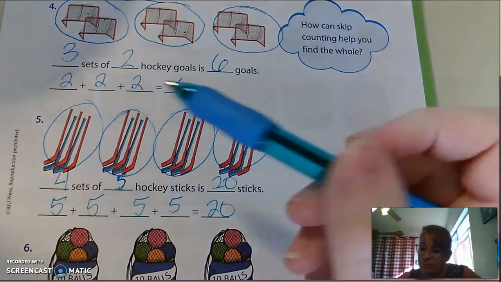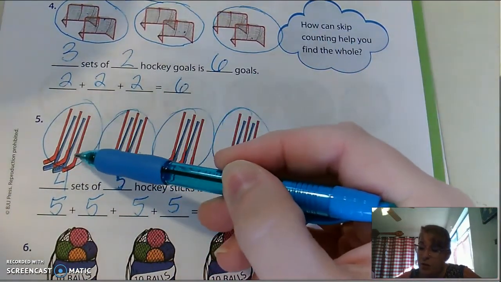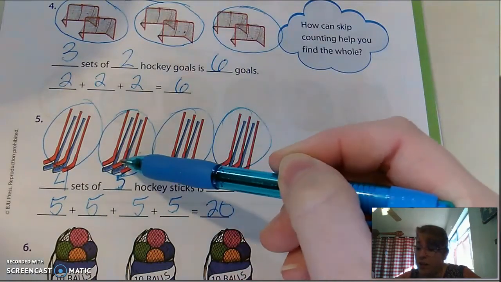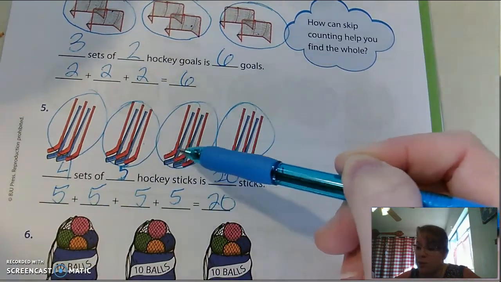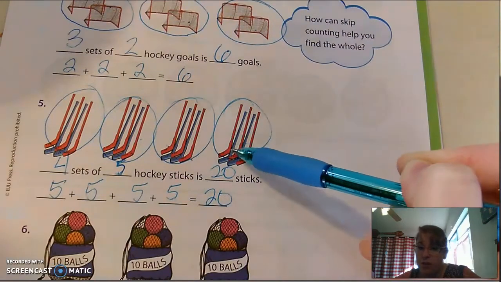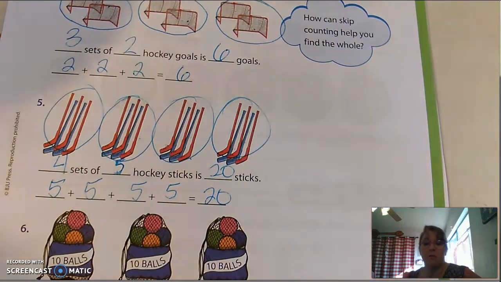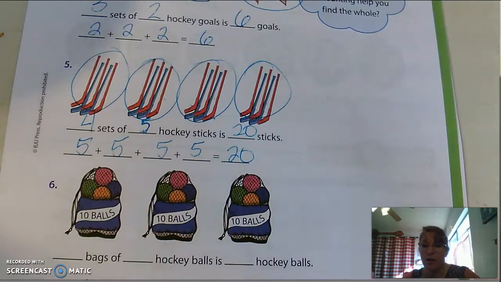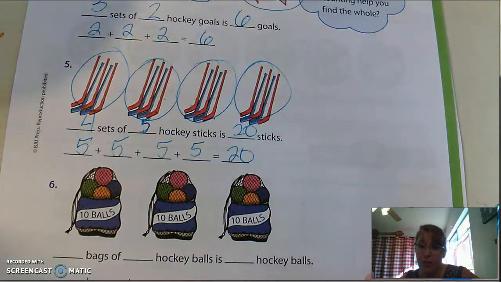Let's double check. 1, 2, 3, 4, 5, 6, 7, 8, 9, 10, 11, 12, 13, 14, 15, 16, 17, 18, 19, 20. Perfect. So what this does is skip counting and repeated addition like this makes it a lot easier to find big numbers because you don't have to sit there and count every single one.